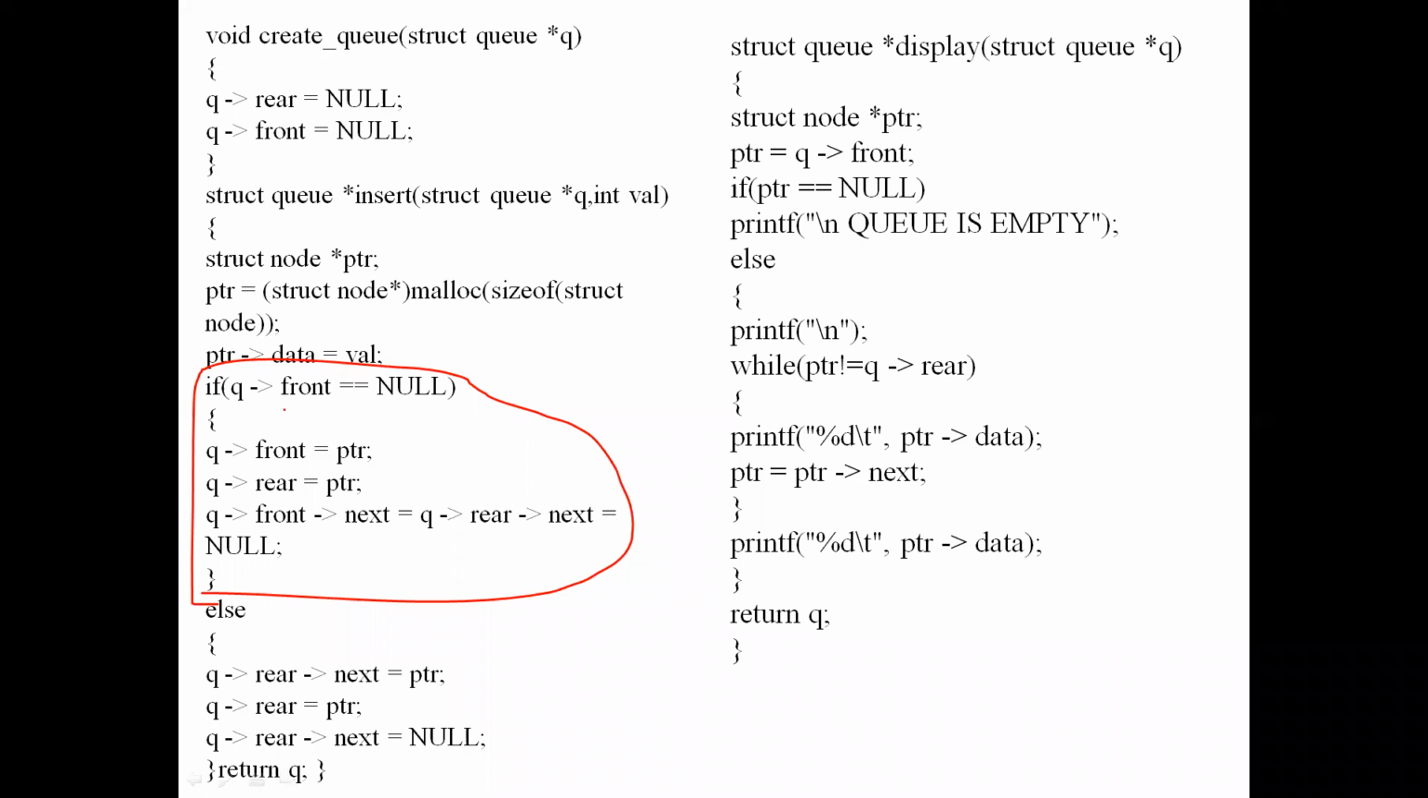What will you do if there is no element? The newly created node becomes the front as well as the rear node. Am I right? You know very well. When there is no node at all in a queue and you create a new node, that new node will act as both front and rear. That's why we are making front and rear point to the newly created node; they store the address of the newly created node.